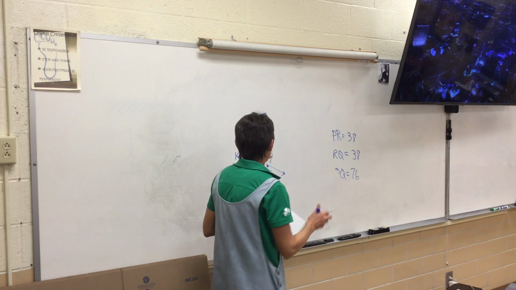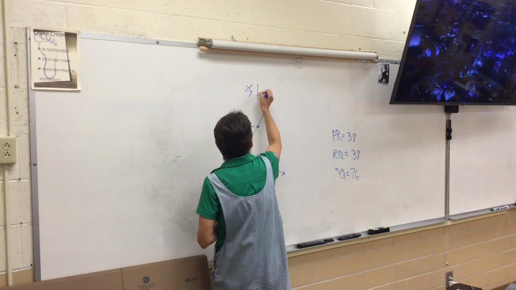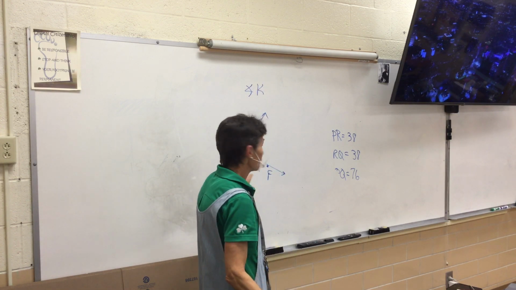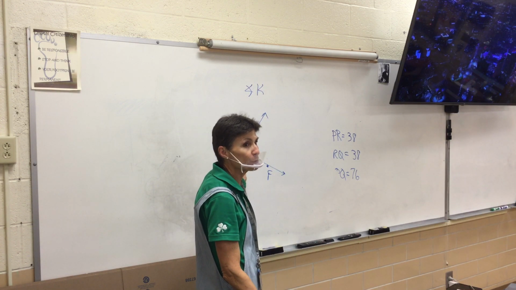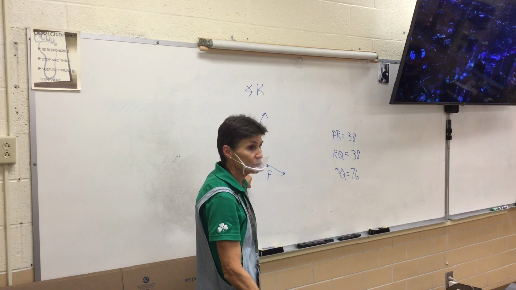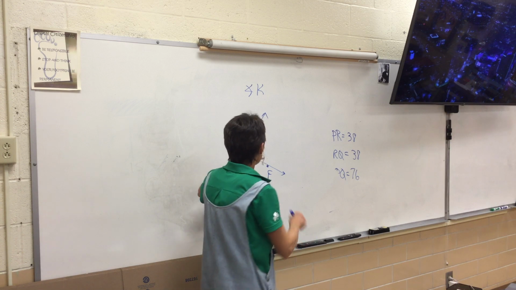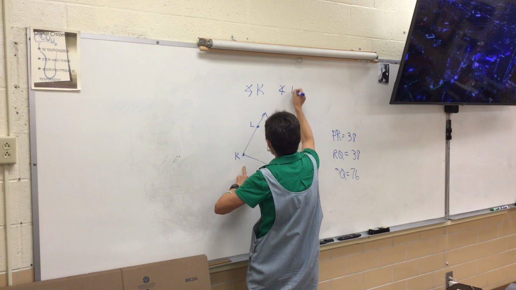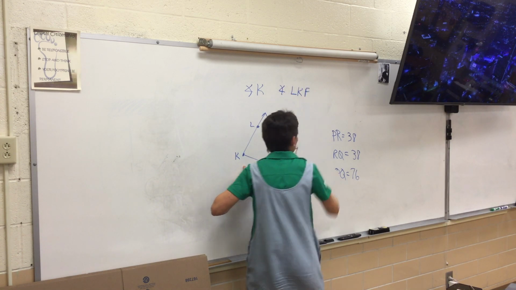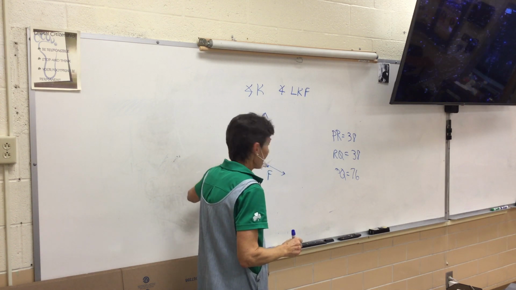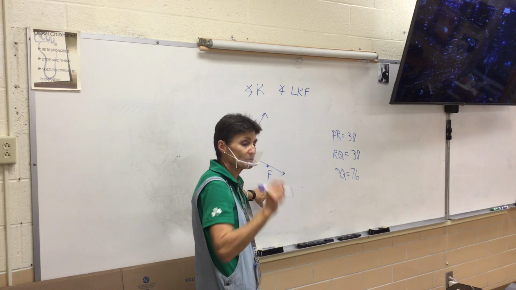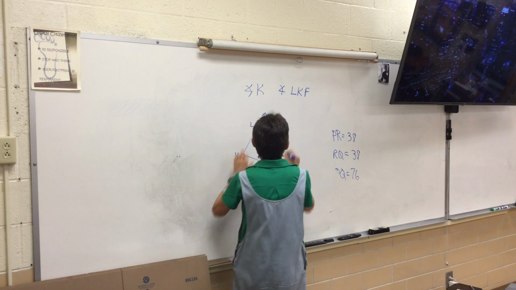Bryson, give me one. Angle K. So one way to do it, when you only got one angle in your picture, you can just use the vertex. You can just say angle K. What's another way, Declan? Angle LKF. Perfect. Patrick? Angle FKL.